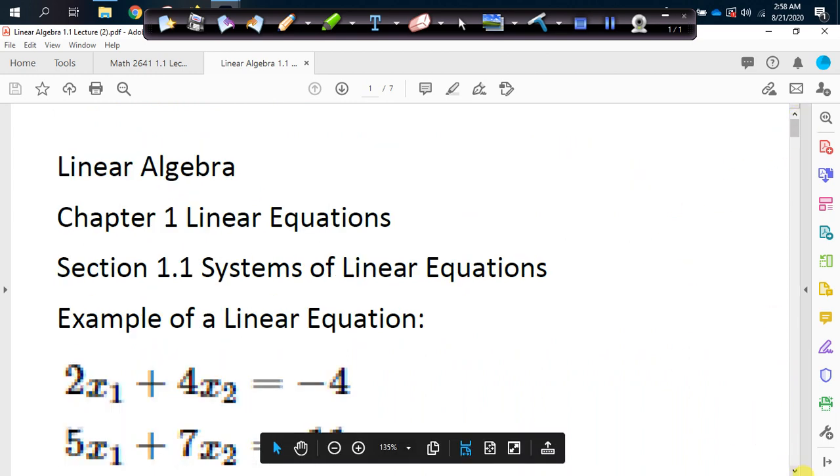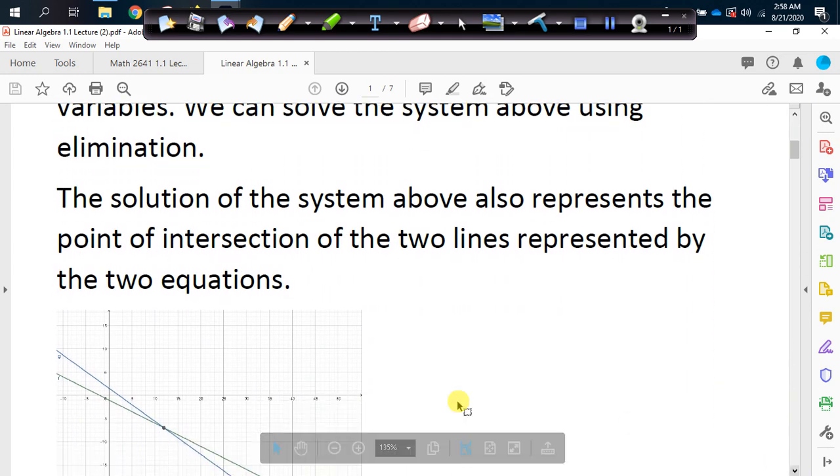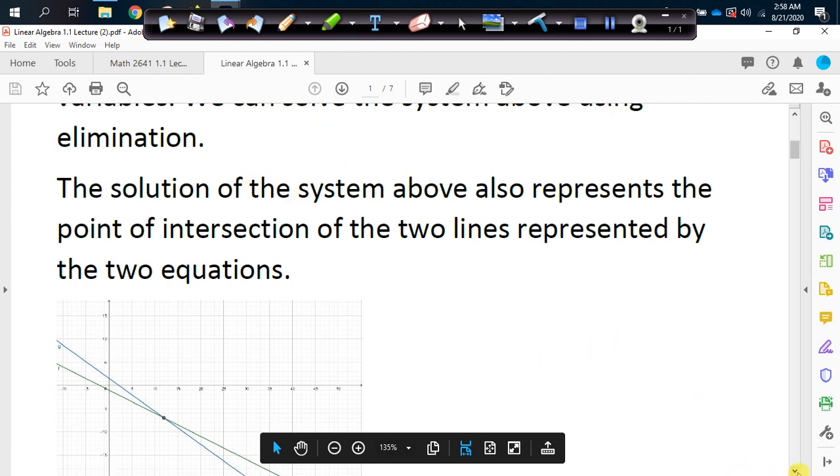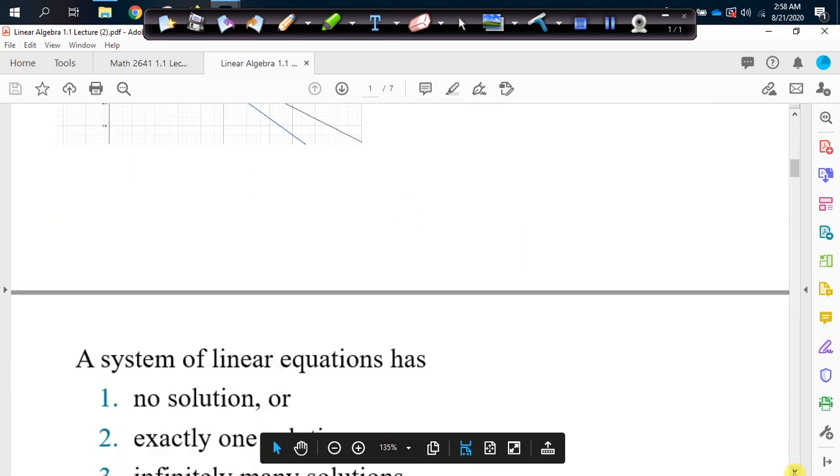So if this system of equations has a solution, that solution is actually the point of intersection of the two lines that are represented by those two equations. So in this case, I believe these are the two lines, and that is the point of intersection right there. I graphed this, I think, with GeoGebra, which we'll talk about some later.